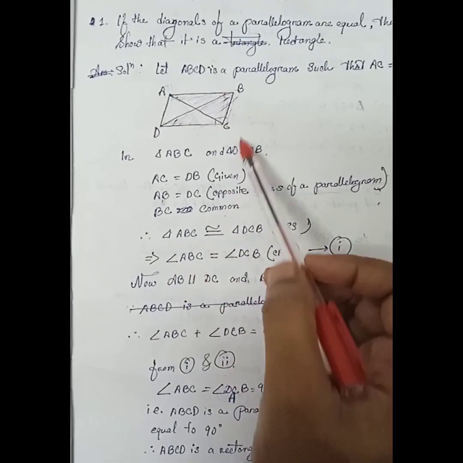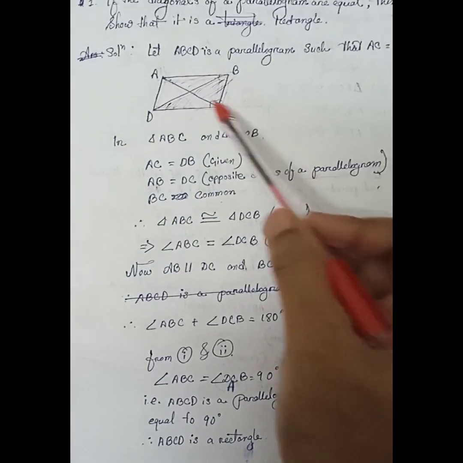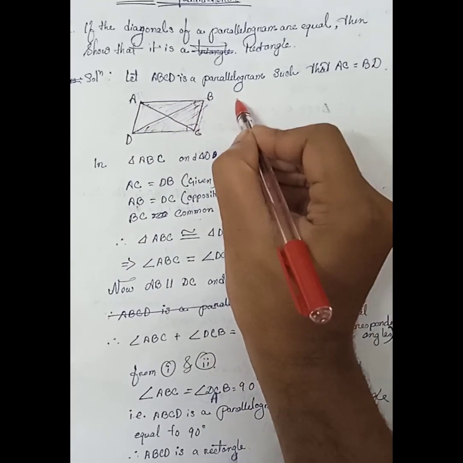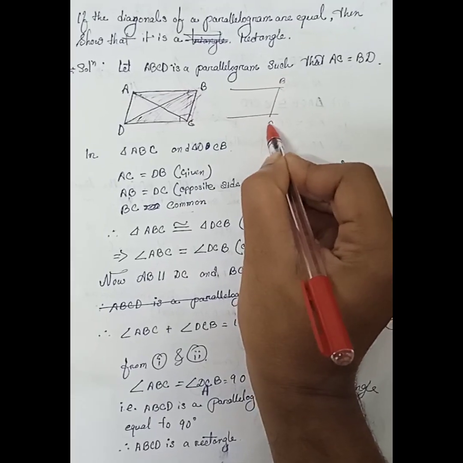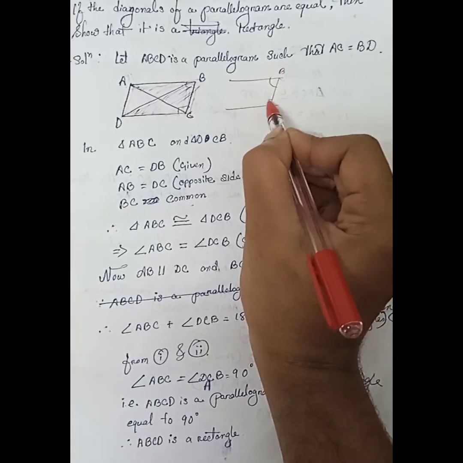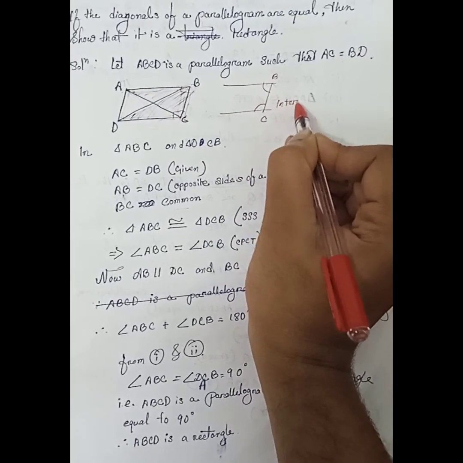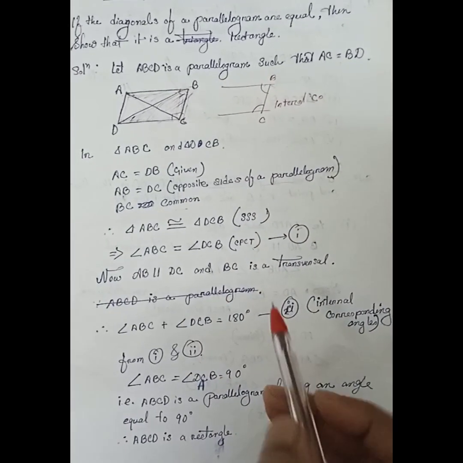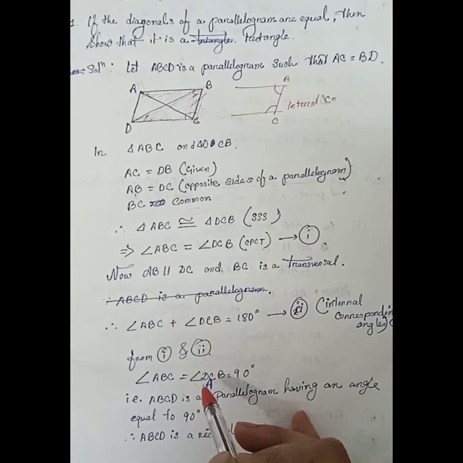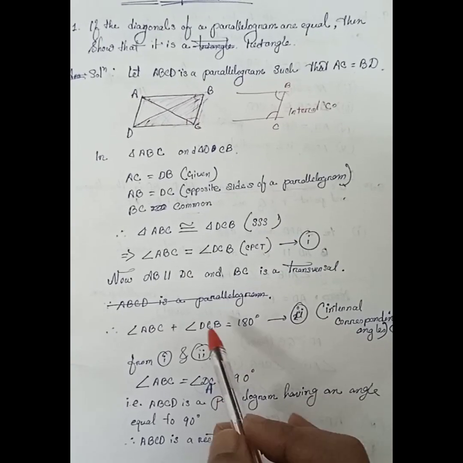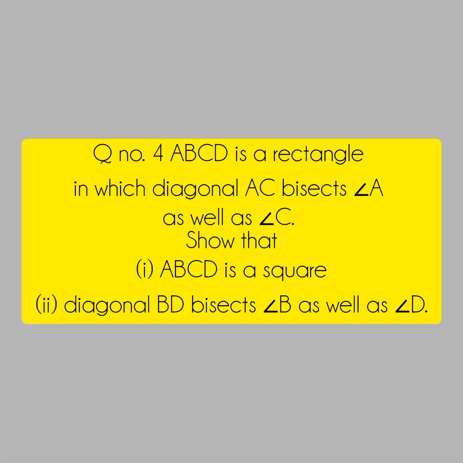Now, if we look at this diagram, AB and DC are parallel lines where BC is a transversal. Now, if BC is a transversal, these two angles that we said to be equal make 180 degrees. Those are interior angles on the same side. We wrote here, so from 1 and 2 we can write angle ABC equals angle DCB. These are 90 degrees as both of these angles are equal by CPCT. That makes the parallelogram a rectangle.